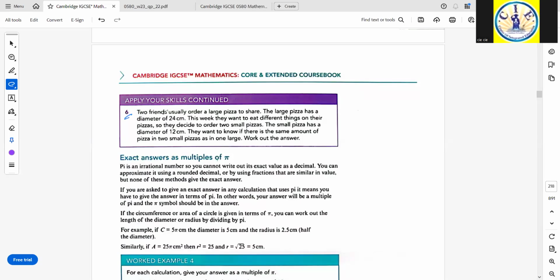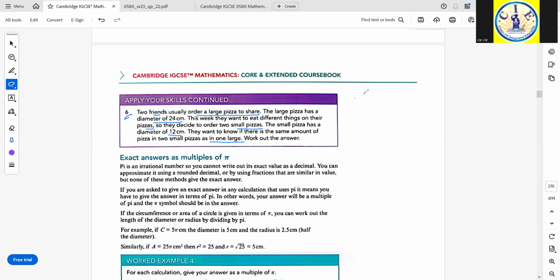Question number 6. Two friends usually order a large pizza to share. The large pizza has a diameter of 24 centimeters. This week they want to eat different things on their pizzas, so they decide to order two small pizzas. The small pizza has a diameter of 12 centimeters. They want to know if there is the same amount of pizza in two small pizzas as in one large. Work out the answer.